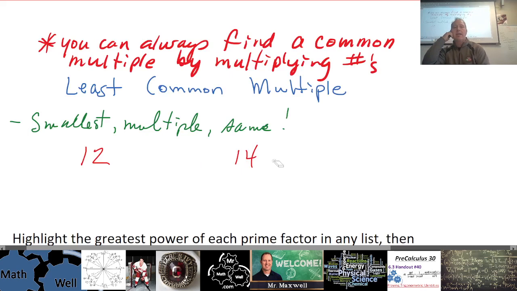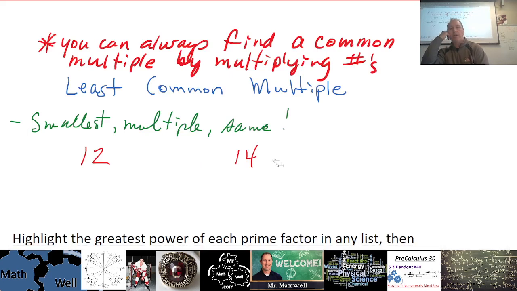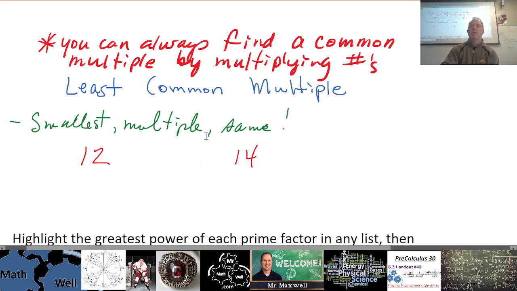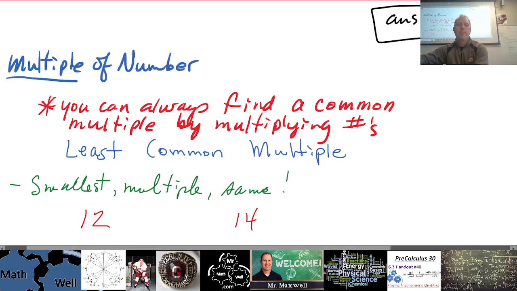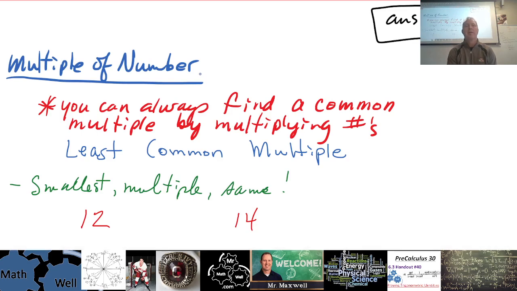You can always find a common multiple by multiplying the numbers. This is a little aside. So a common multiple, first of all, what is a multiple? What's a multiple of a number? Anybody know? It's kind of like factors, but it's not. Factors are what you multiply together to get the number. Multiples of a number are that number times 1, then times 2, times 3, times 4, times 5.